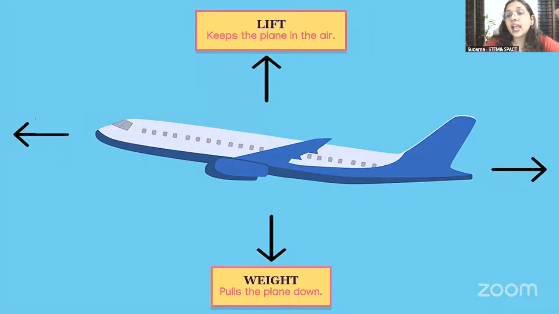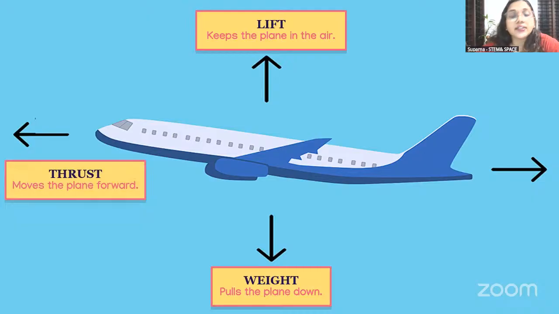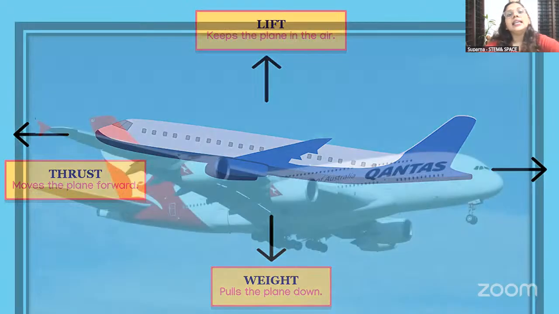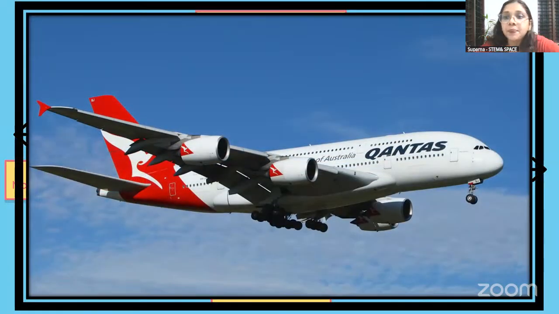When weight and lift are equal and balanced, anything can float in the air. But that's not all the airplane is doing. It's not just floating in the sky, it moves also. For moving, it has another force called thrust. Thrust is what makes the airplane move forward, and this is mainly achieved by the shape of the airplane.